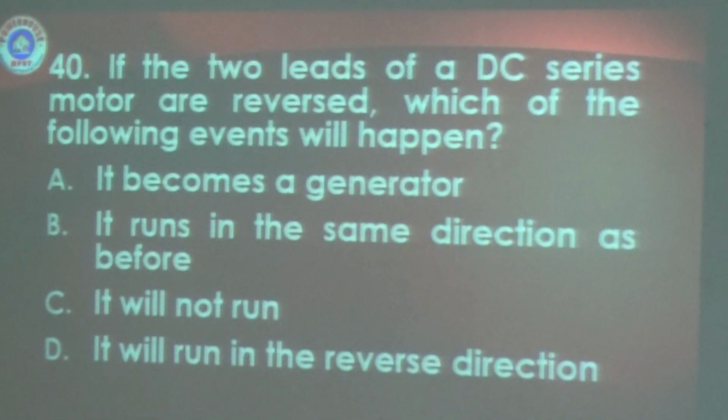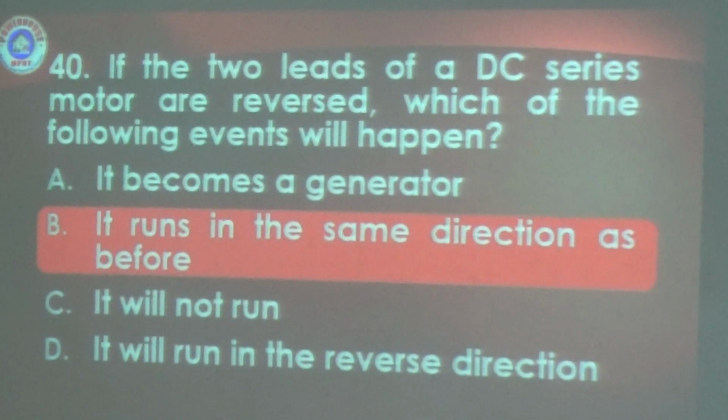40. If the two leads of a DC series motor are reversed, which of the following events will happen? So the answer is, it runs in the same direction as before. Kasi ano naman yung DC na yun. Ano ba yung condition in reversing? Babalikan mo yung polarity ng field or yung armature polarity. Okay?